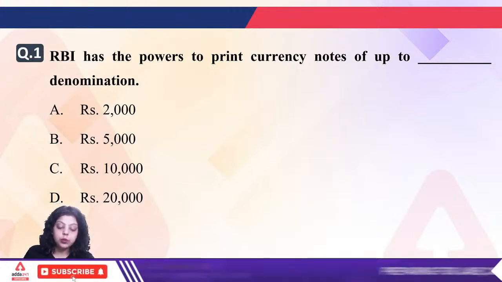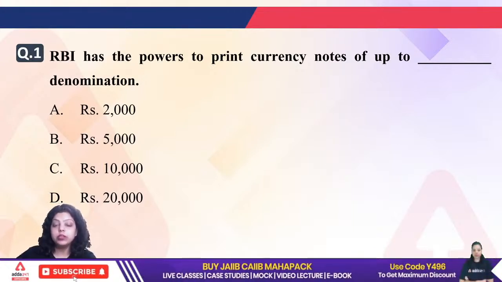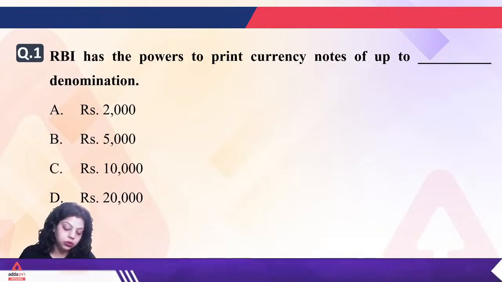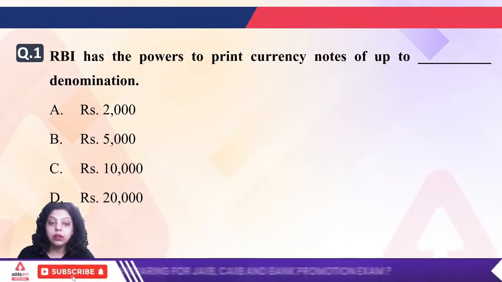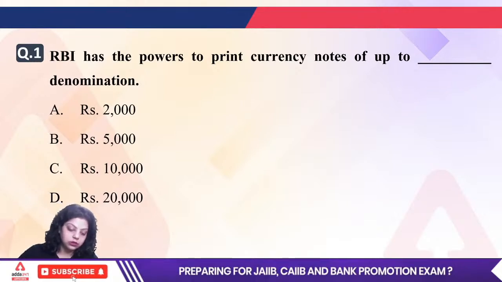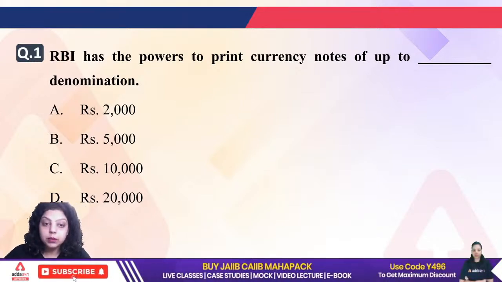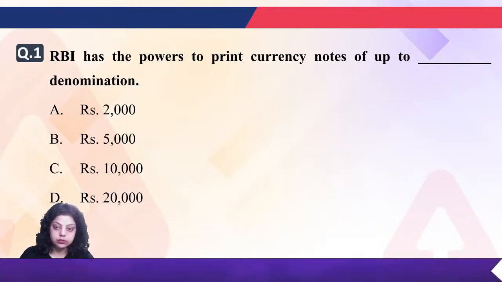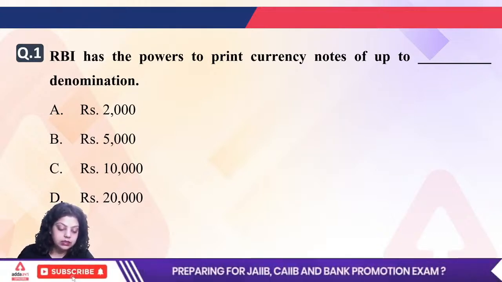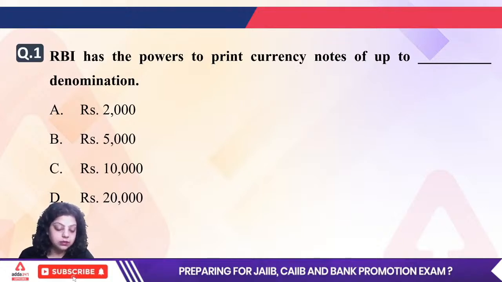So up to which denomination can RBI issue the currency note? Is it 2000, is it 5000, is it 10,000 or 20,000? Which of the following will be correct? A, B, C or D? Dheeraj is saying C. Okay, what about the rest?